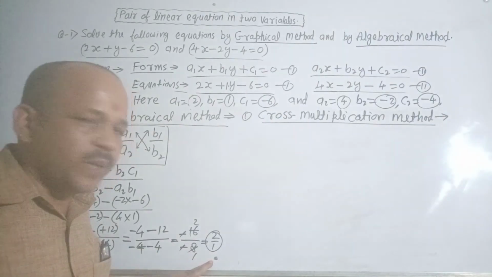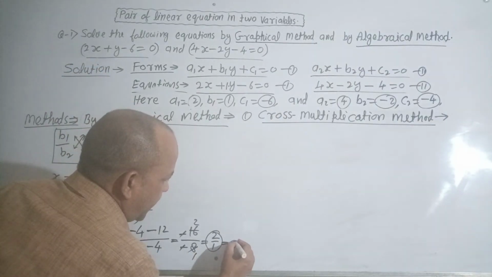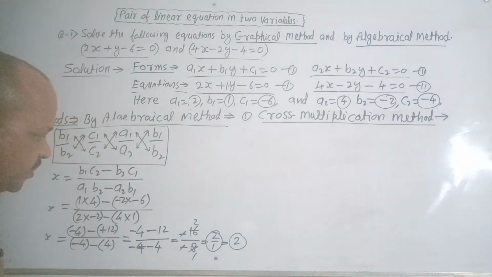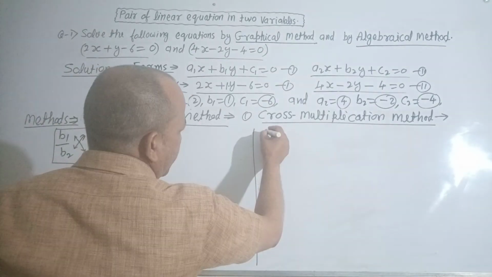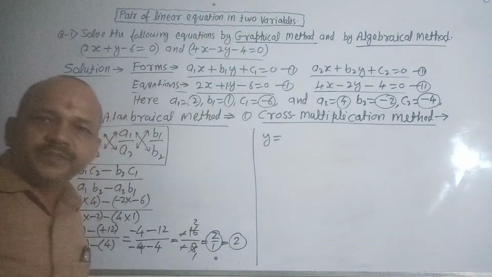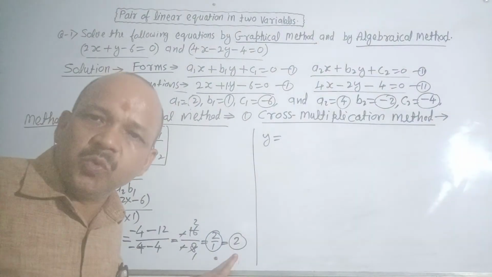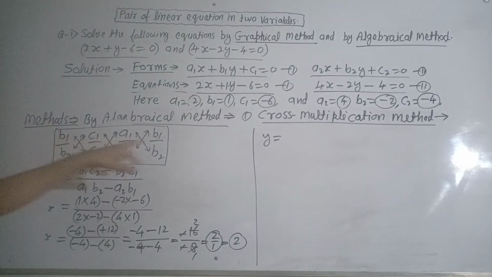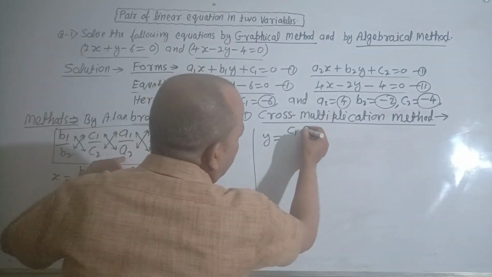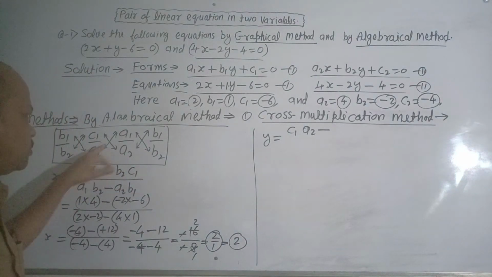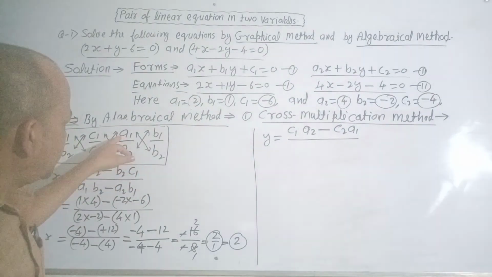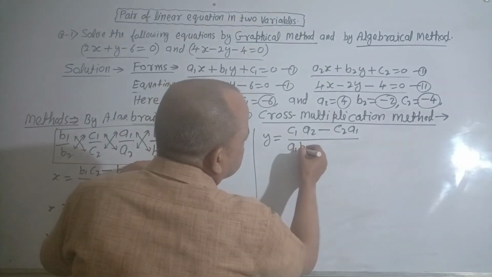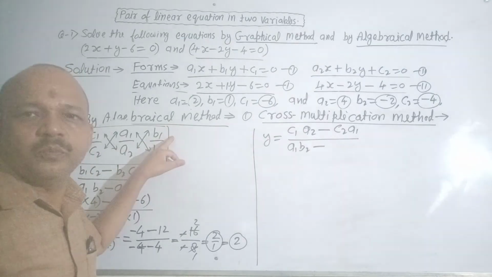You find the value of x equal to 2. Here coordinate of y: c1 a2 minus c2 a1 upon a1 b2 minus a2 b1.